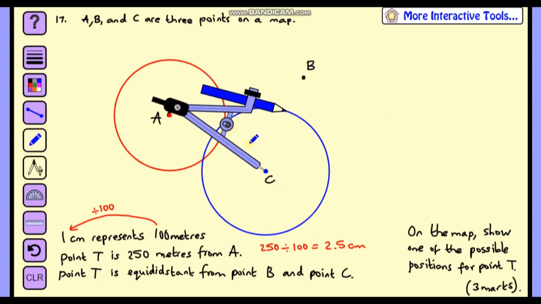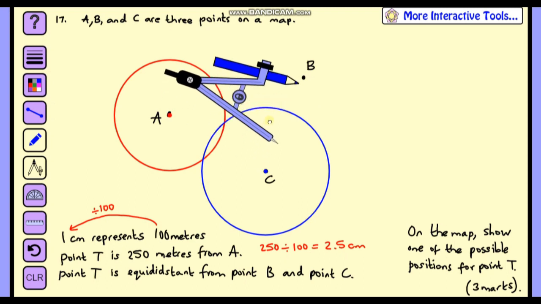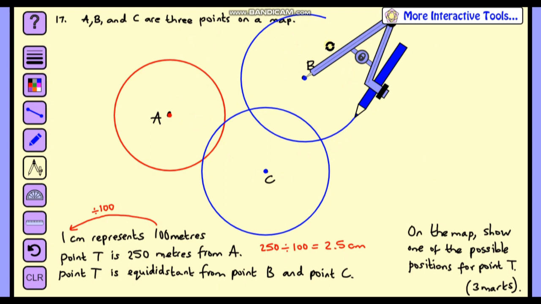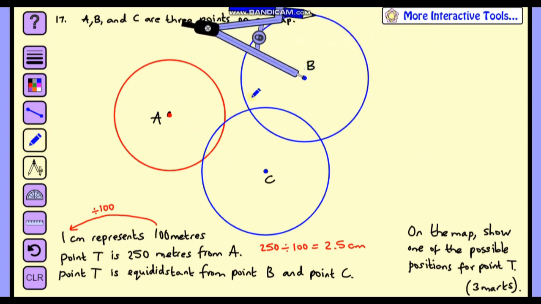Now, I'm going to do exactly the same for B. Because I've locked it, we need to keep the distance exactly the same. So I'm just going to move the pin over to B, and draw another circle like that. And the reason why we need to make it over halfway is so that we create a sort of an overlap.